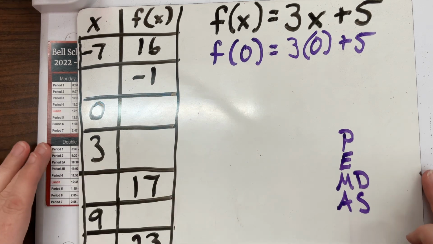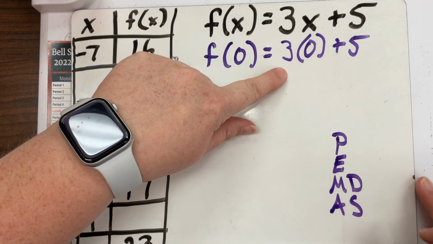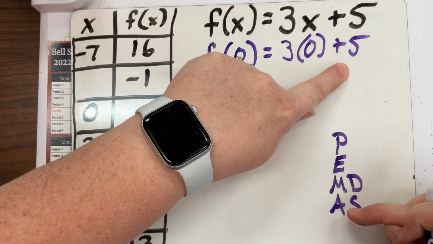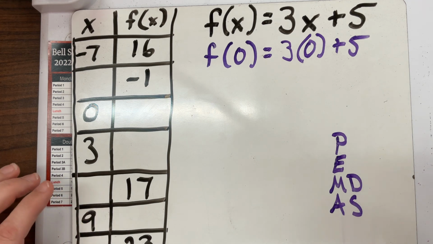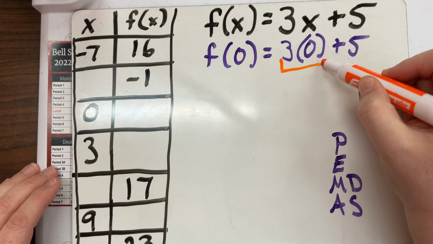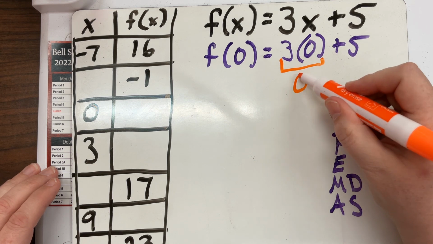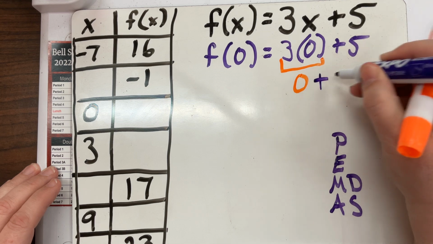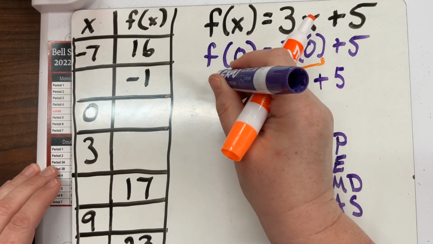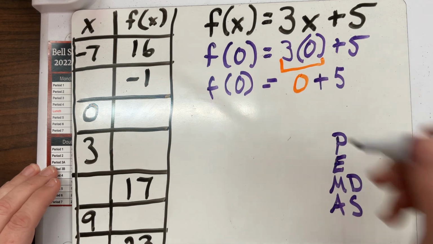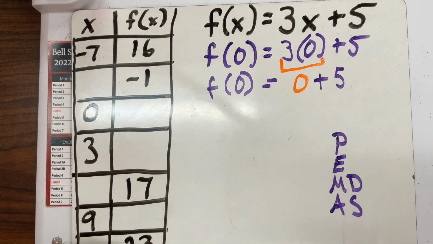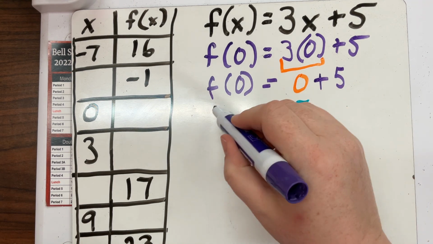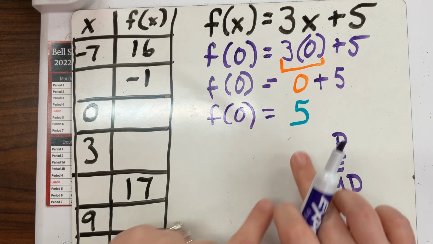PEMDAS, okay? All right, now, am I going to multiply first or add? Okay, multiply comes first in the list, so that's what I'm gonna do first. All right, here's our multiplication right here. 3 times 0 is 0. Okay, then I've got the rest of my problem. Plus 5 equals function of 0. We're just bringing it down. 0 plus 5 is, that's 5, right? Okay, then we're just gonna bring down everything else.